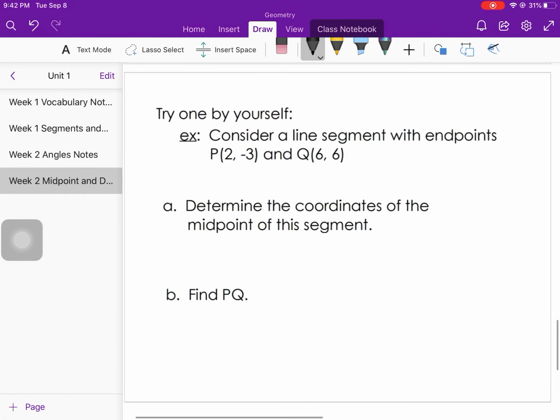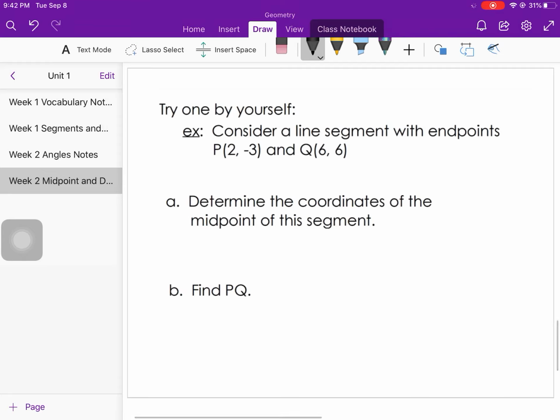Okay, and then this last one, I just want you to attempt on your own and then submit your notes back. So that is all I have for these.